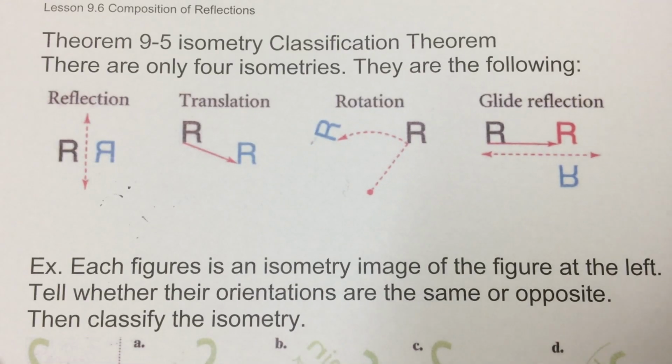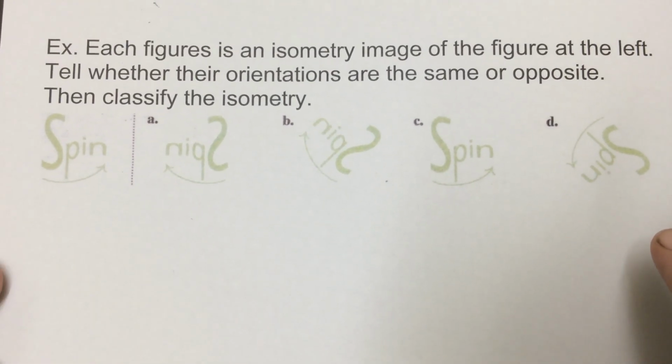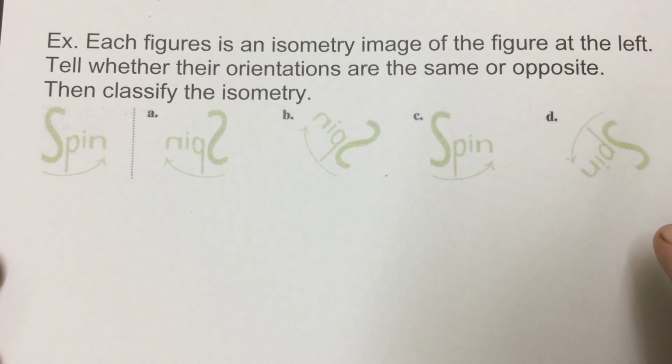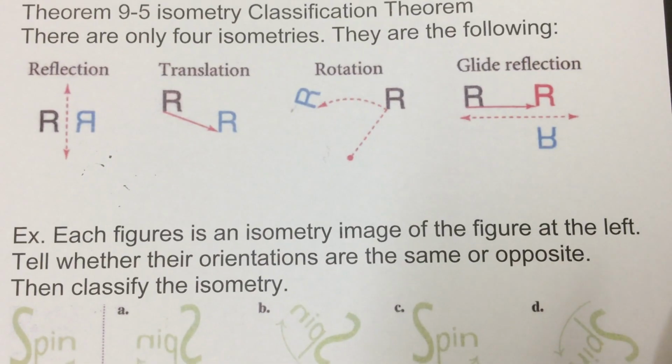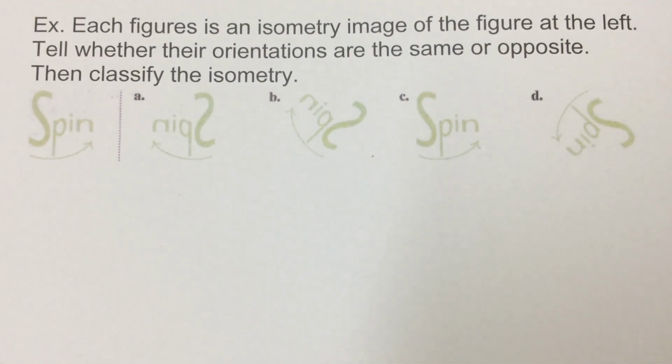Okay. So each figure is an isometry image of the figure at the left. Tell whether their orientations are the same or opposite, and then classify the isometry. So we have these 4 isometries. We have 4 options, and yes, we're going to use them all.